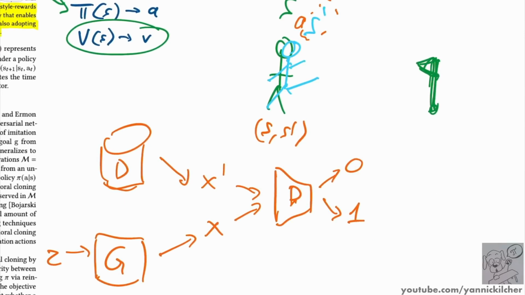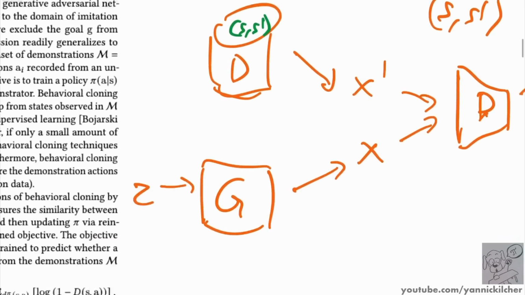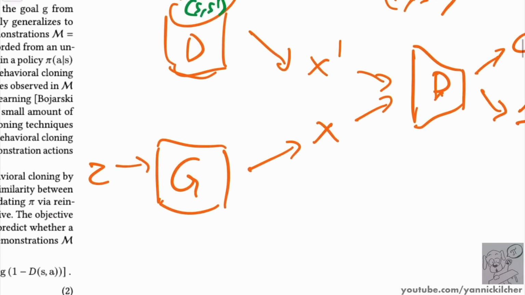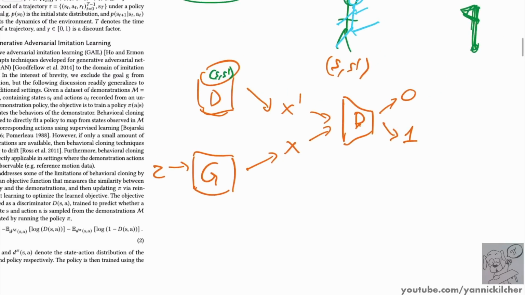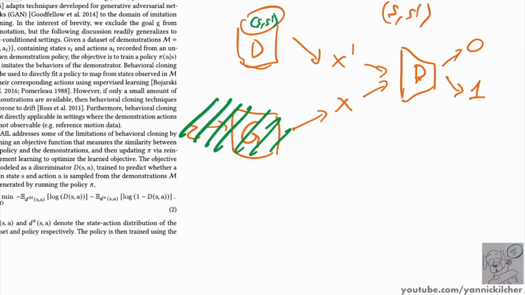And the transitions from the dataset are transitions that you observe in the real world. So these are state next state pairs that you observe in the real world, and the generator essentially outputs state next state pairs. Now this generator isn't a generator in a classic adversarial network, but this here is generated by your policy interacting with the environment, right? So here's your policy.